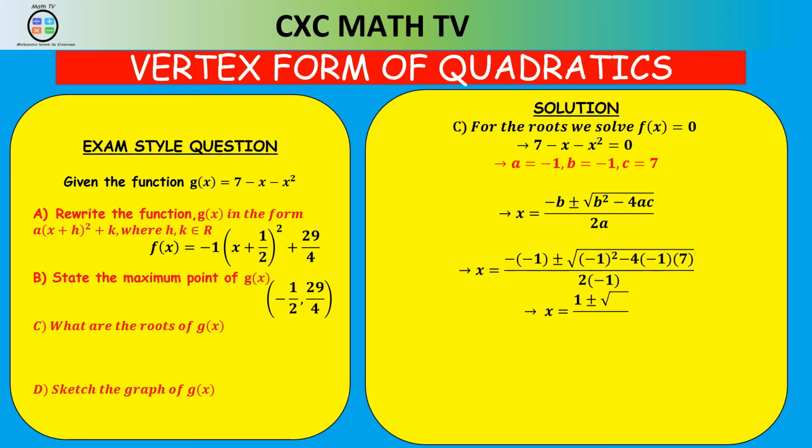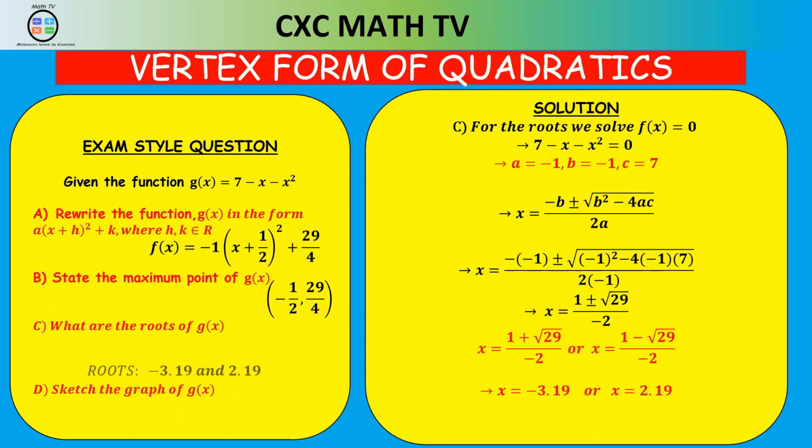We'll put that in the quadratic formula. We'll get 1 plus or minus the square root of 29 over negative 2. So the two x values are 1 plus root 29 over negative 2, or 1 minus root 29 over negative 2. So that works out to be negative 3.19 or 2.19. And so now we're able to sketch our graph.